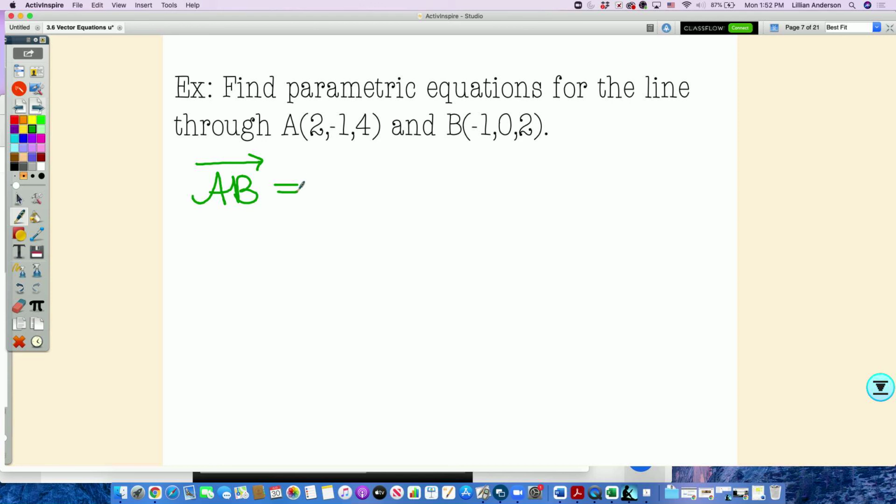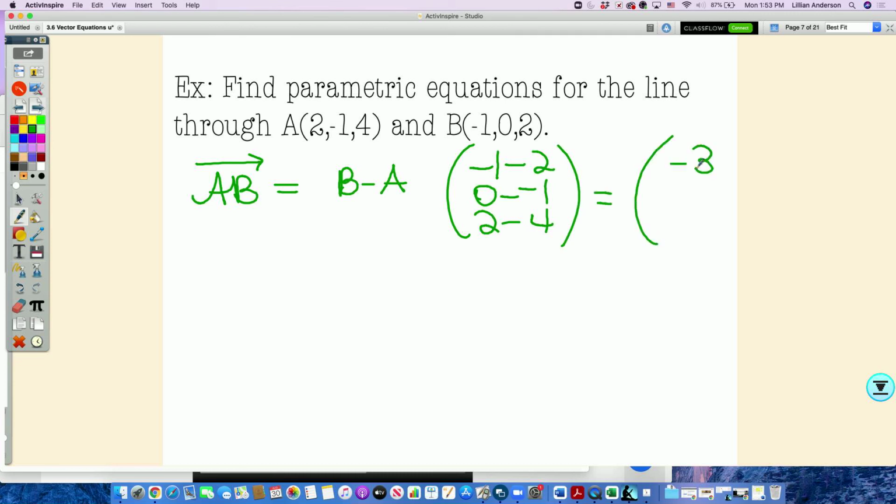We talked about this before your quiz. How do I find that? I do B minus A. So then that's going to be negative 1 minus 2, 0 minus a negative 1, 2 minus 4. What does that equal? Negative 3, 1, negative 2. Very good. So this here, this is our direction vector. This is what's going to go in for that B if we were to write it as a vector equation, okay?